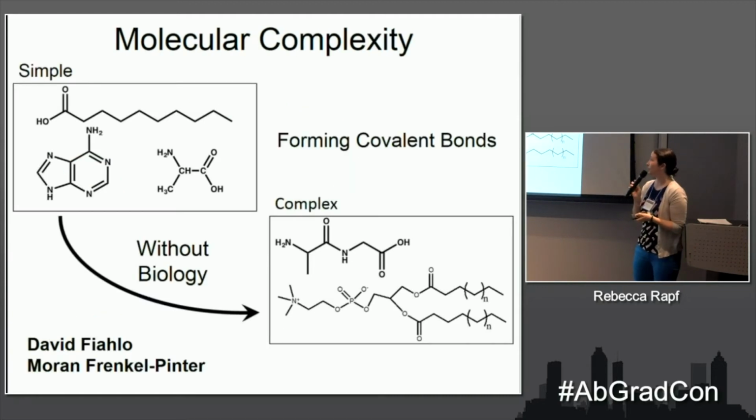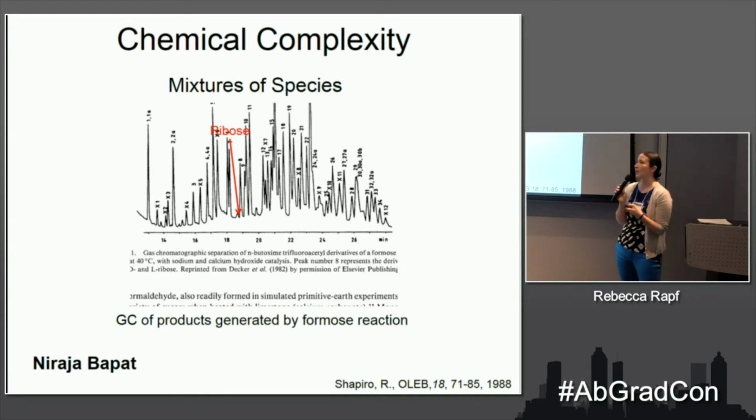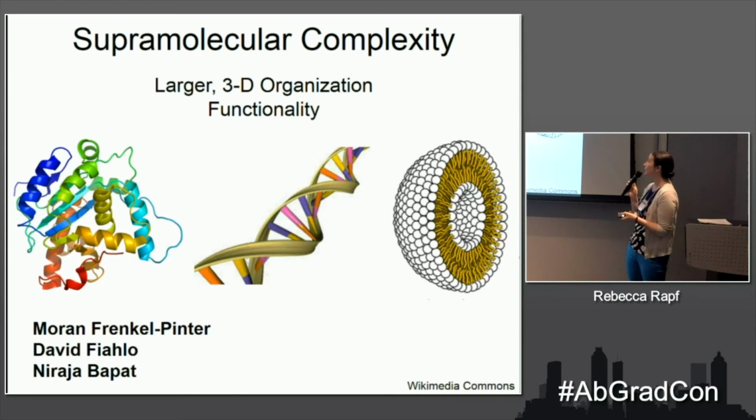Okay, so we've got molecular complexity. We've got chemical complexity. What is the heterogeneity of the mixture that was available? What are we thinking about? So there's the formose reaction, of course, that makes a whole lot of stuff, including a little bit of ribose. And Niraja will be telling us about the role of heterogeneity. And then we also have what I would characterize as supramolecular complexity, and we'll be hearing from all of our organic chemists this afternoon about the larger 3D organization, and in particular, how do we get towards functionality, and how do we get towards maybe getting to biology and biochemistry.